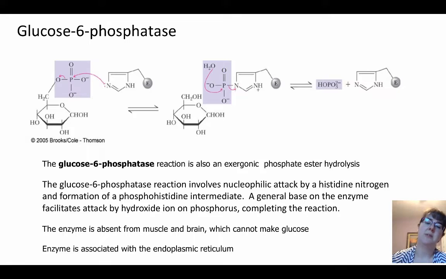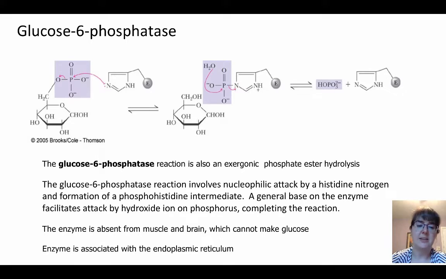This is going to involve a nucleophilic attack from the nitrogen of histidine, which will go ahead and form a phosphohistidine intermediate. So while there's no actual covalent bond between the histidine and the entire substrate, it is basically going to take away that phosphate group.